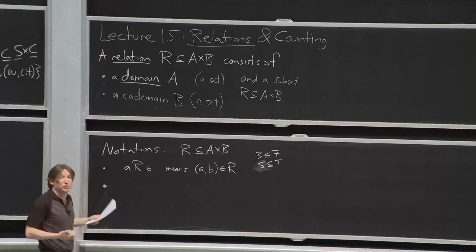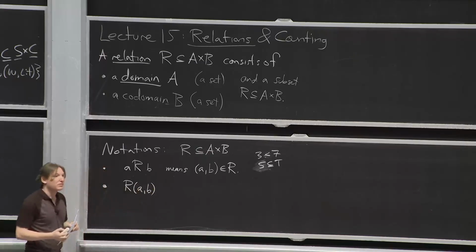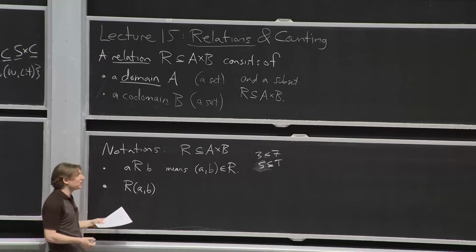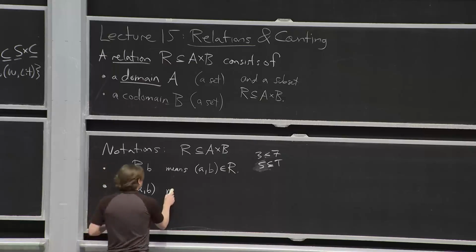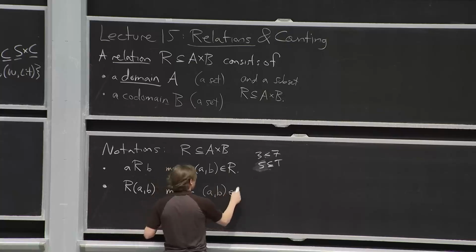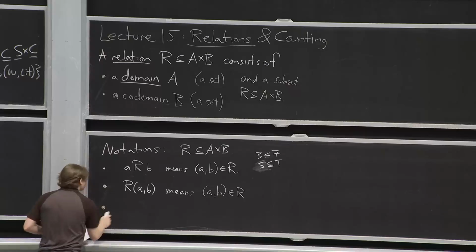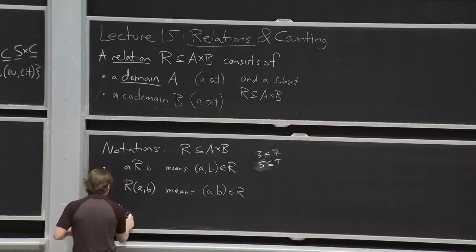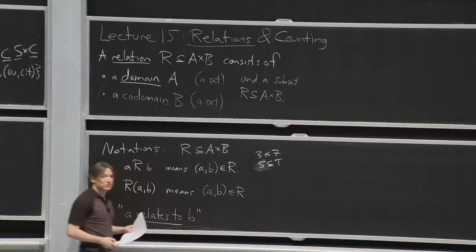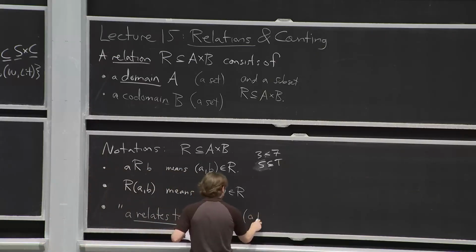We can also think of R as a predicate. We can say R of A comma B. So if R is a predicate that takes 2 arguments and spits out true or false, this is another way you can think of specifying a subset of pairs. So R of A, B is true when A, B is part of our relation, and it's false when it's not. And phrase-wise, we might say that A relates to B. Again, means the same thing. Means that A, B is in R.